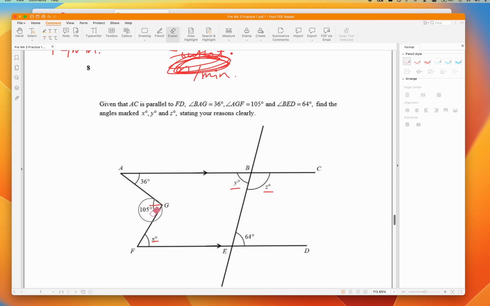Why can't they change the alphabet? Why is it always X, Y, Z? Because A is taken, B is also taken. If they use A, B, C, D for labeling the points, then they need to use the last letters to label the angles.